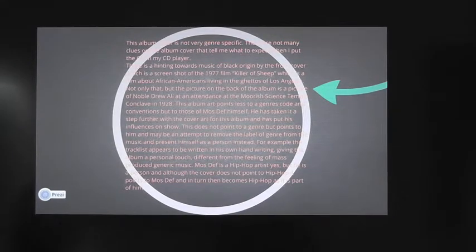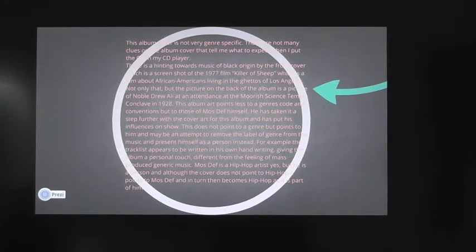The album art points less to genre codes and conventions and more to what Mos Def is himself, and therefore his fans and his audience are very happy with this album. He's taken it a step further with the cover art for his album and has put his influences on show, and because it doesn't point to a genre, it points to him, and this may be an attempt to remove a label from the genre, from the music, and present himself as a person instead.